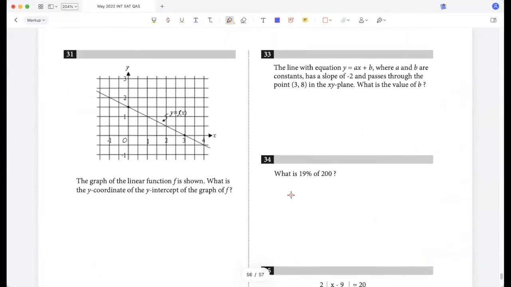Okay. The graph of the linear function is shown. What is the y coordinate of the y-intercept? So that is 1.5.